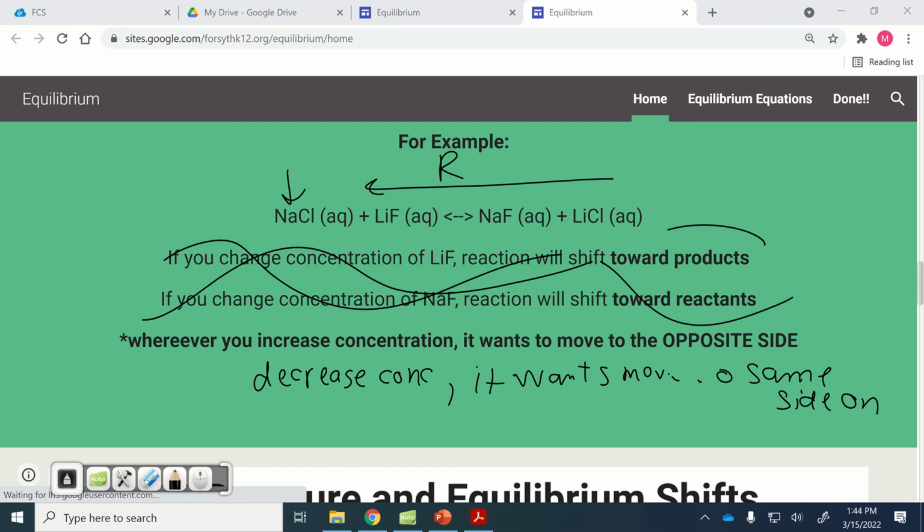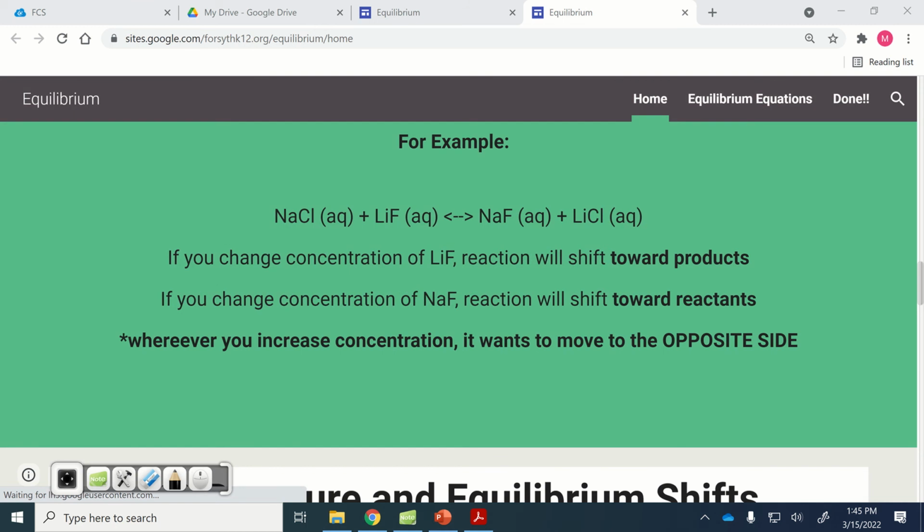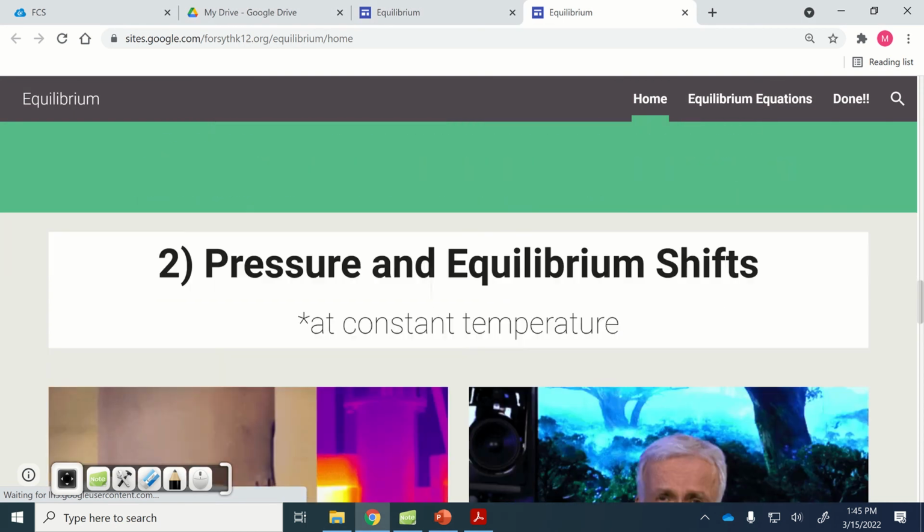Again, decreasing shifts toward the direction of where I'm decreasing it. And again, just think about the idea that it wants to fill up that space that it has. It doesn't want any more. That's why it shifts the opposite way if I increase, but it will shift in the direction if I take something out of it. Okay? So that is concentration. I believe I have my other two perfectly fine here.